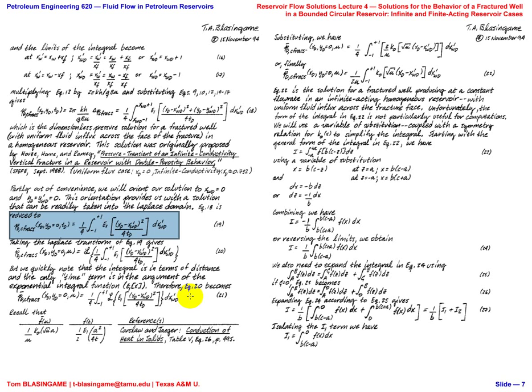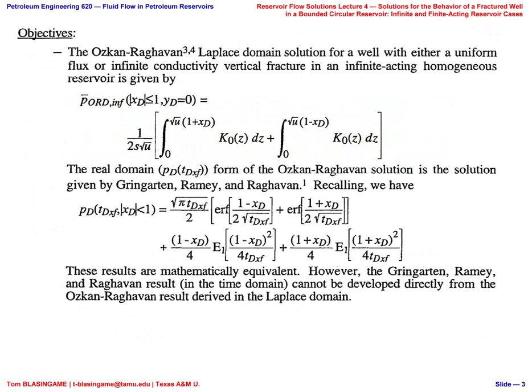If we can successfully integrate equation 19, then we can obtain the Gringarten-Ramey and Raghavan solution. Okay? If we can successfully integrate equation 19, then that's what we'll get. And by the way, that is not part of this discussion. That is an exam assignment from several years back, including last year. You go from equation 19 to the Gringarten-Ramey-Raghavan solution. That's not what we're doing tonight.